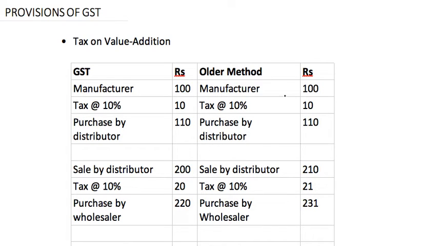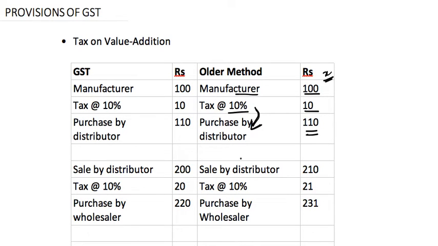In the older method, I'll explain it to you using an example. Let's assume that the manufacturer produces something for X and sells it for 100 rupees. Now he will have to pay tax at the rate of 10%, which is 10 rupees. And this tax, because it's an indirect tax, will be passed on to the distributor. So indirectly the distributor will have to pay these 10 rupees. So the purchase price for the distributor is 110.